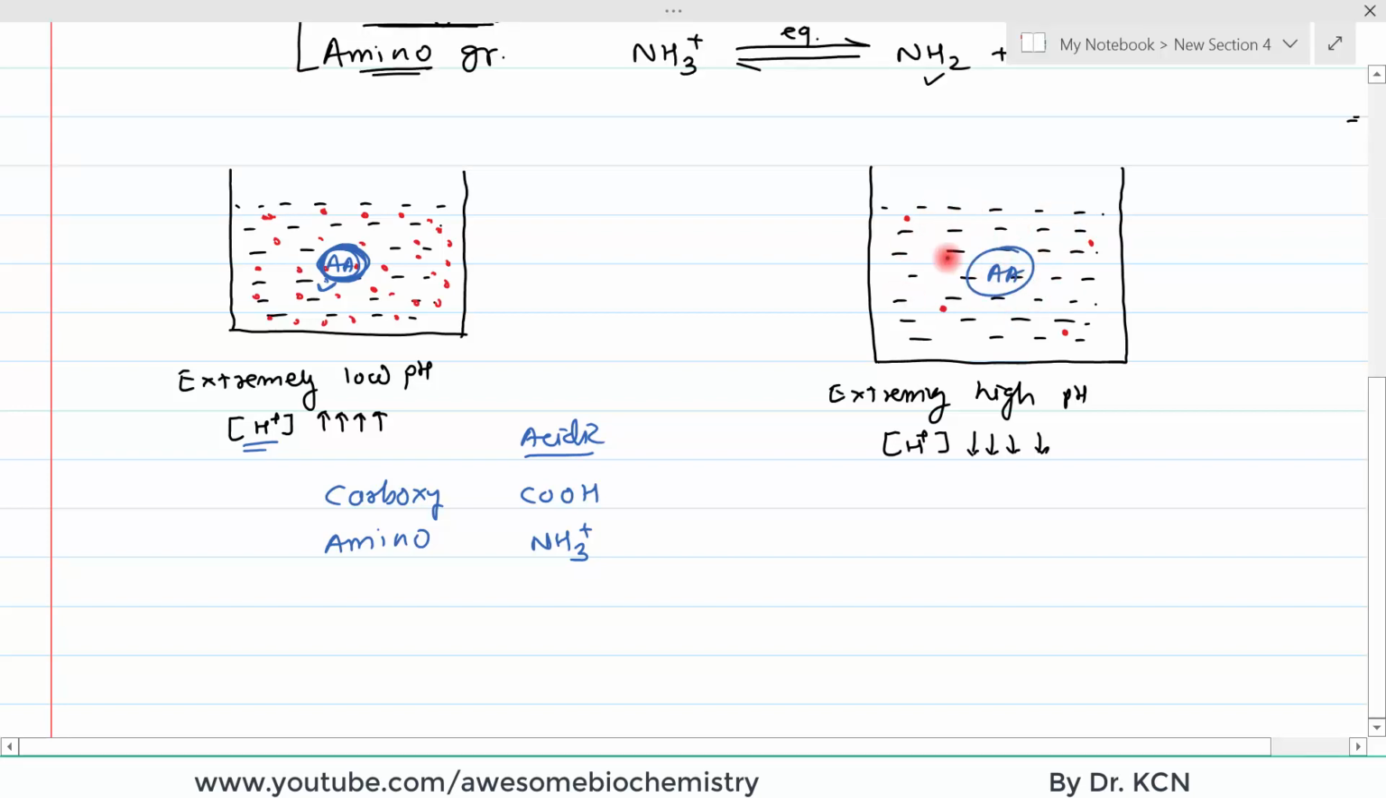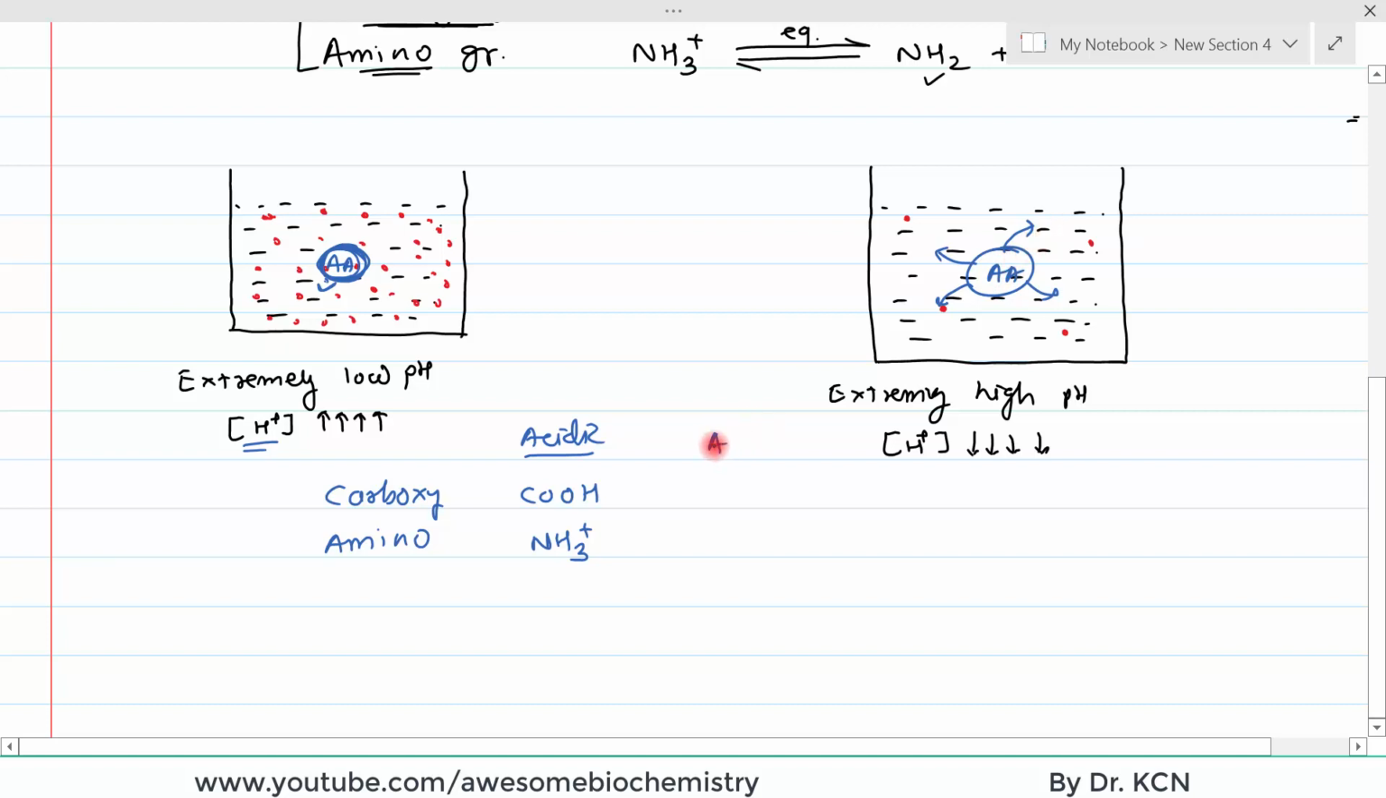This solution's proton concentration is very low. So the ionizable groups of the amino acid will lose their protons. All the protons will be given to this solution. Why? Because the solution's proton concentration is very low. So whatever protons this amino acid has, they will be lost into the solution.